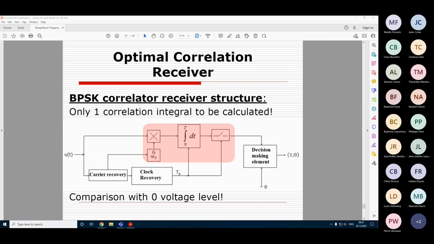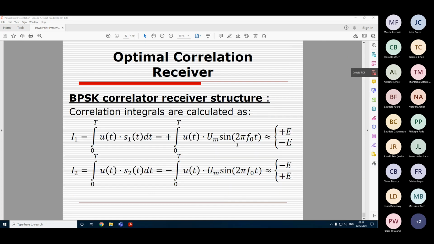So this is for the lecture part. Now I think we can make a short break, but wait, there was one last slide. Yes, this explains exactly what I meant. For the first correlation integral, we have either plus energy or minus energy, depending on the signal S1 or S2. And for the second, in the same way, we're going to get either minus energy or plus energy. So they are essentially the same. They only differ by the sign. For that reason, we choose to use only one integral.